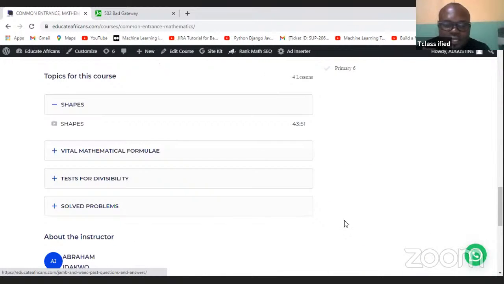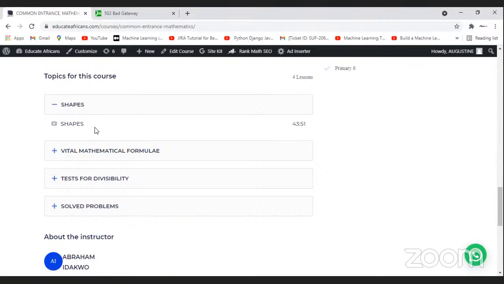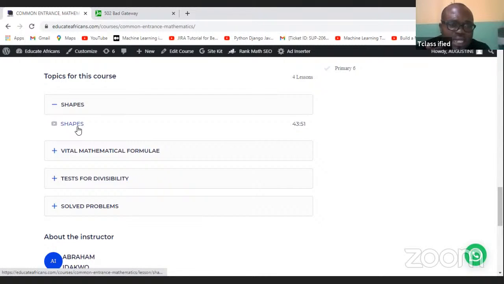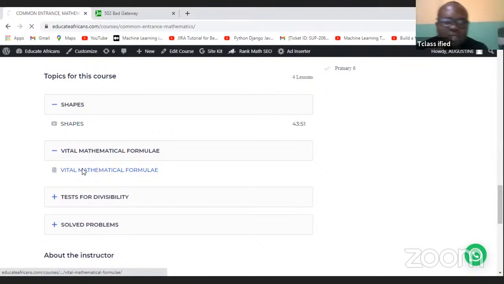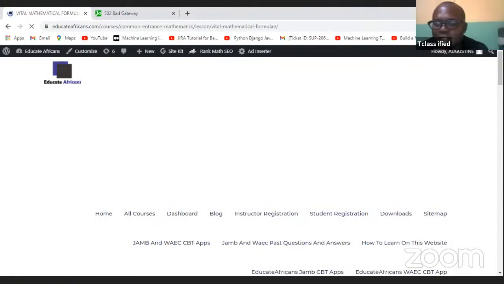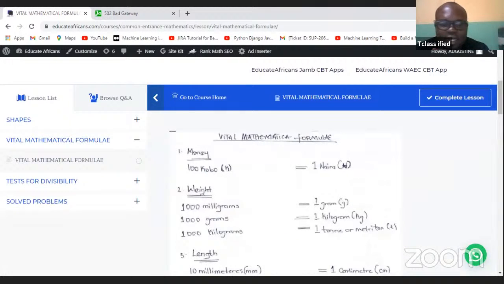This is common entrance, and what we had before, we've changed it. So the other day we looked at shapes, and we looked at some addition, subtraction, and the rest. So today we're going to look at vital mathematical formulas. We're going to look at tests for divisibility, and we're going to solve some problems immediately so that we can start letting you have the right skills. Now, we want to look at some things first before we start.